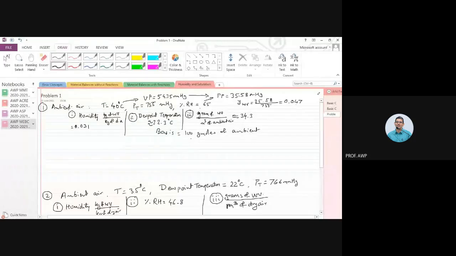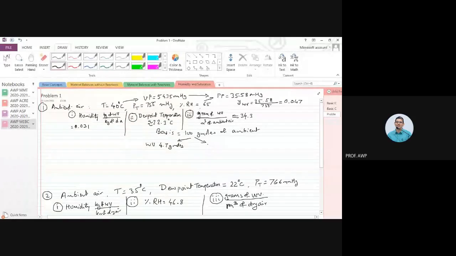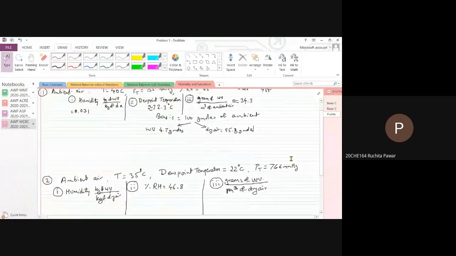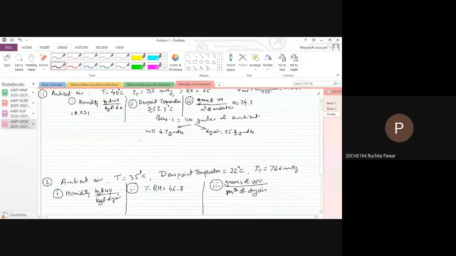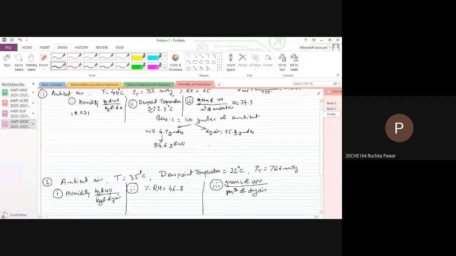So out of this 100 gram moles of ambient air, you are saying that you are having 4.7 gram moles of water vapor, and dry air is 95.3 gram moles. Am I right? Is that what you've done? Yes. Okay, now tell me further. Now, 4.7 into 18 would be the weight of water vapor. How much is that? 84.6 grams of water vapor. And then we find volume by the ideal gas law equation.